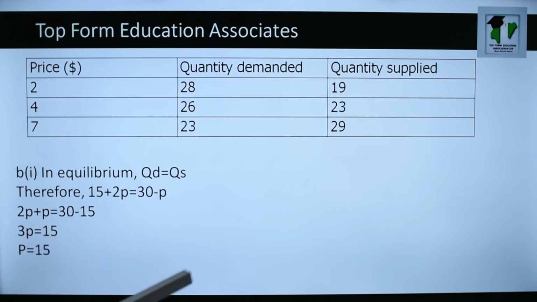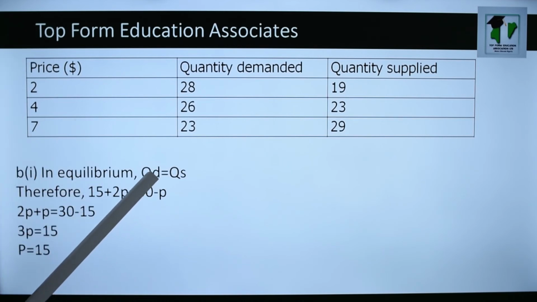Now, we are asked to calculate the equilibrium. What is the equilibrium? At equilibrium, what happens? Quantity demanded is equal to quantity supplied. In equilibrium, quantity demanded is equal to quantity supplied. Therefore, to calculate, if you are asked to get the equilibrium price and the equilibrium quantity, first of all, you equate the two of them. Quantity demanded is equal to quantity supplied.